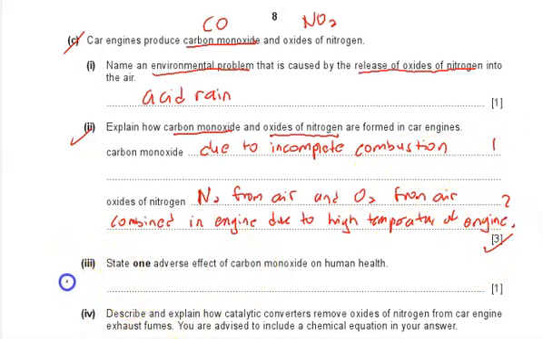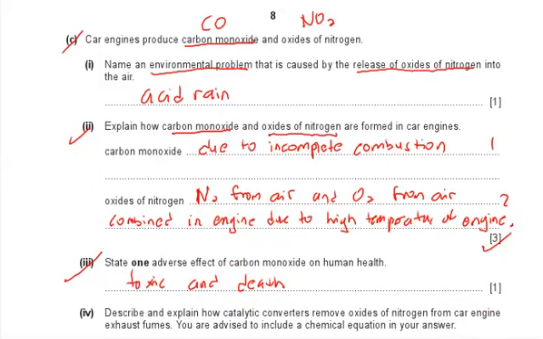State one adverse effect of carbon monoxide on human health. So this is more to biology. Adverse effect is the worst effect, so it can cause toxicity and death. It's the worst effect, because it will reduce the transportation of oxygen by our red blood cells to the human body, and it can cause death. Now let us scroll down.